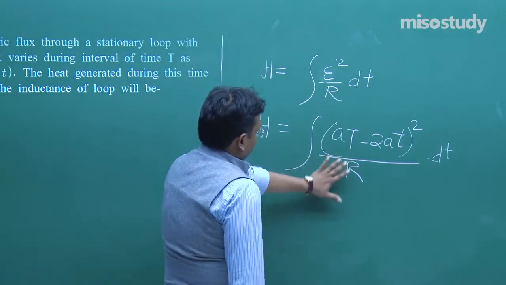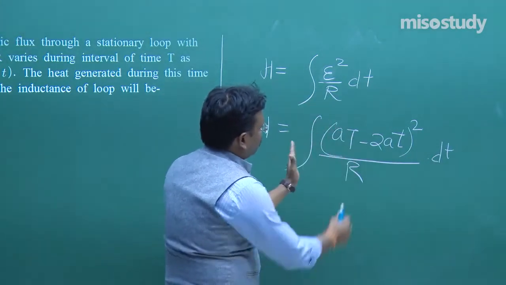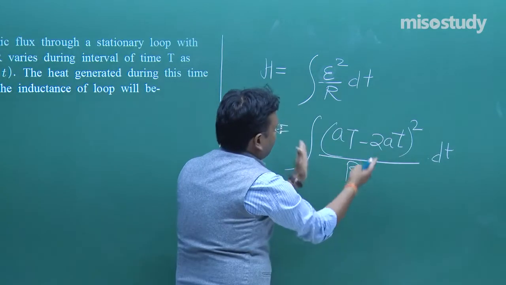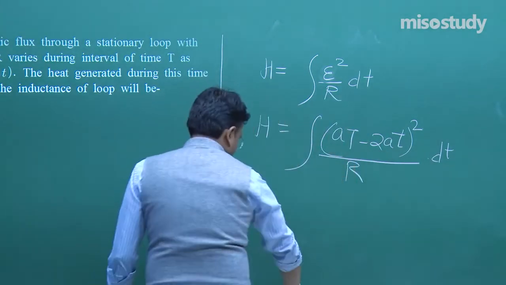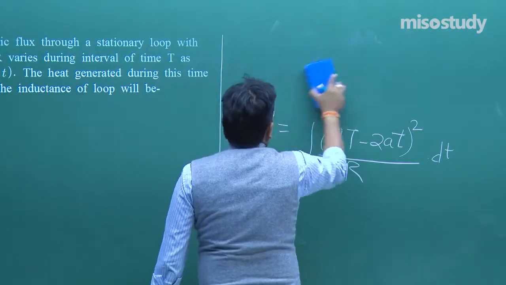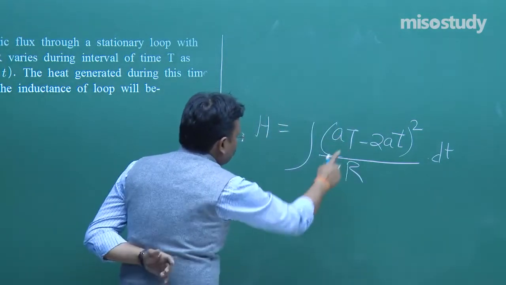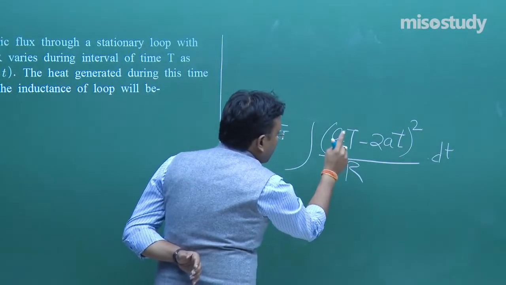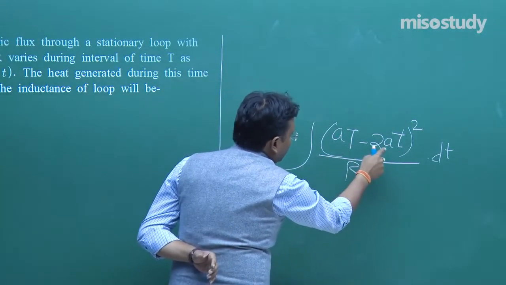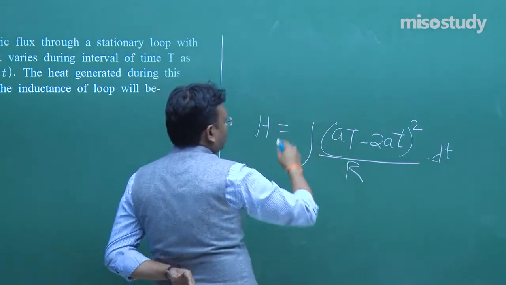Now, once after getting this relation, what will we do? We will square it, break it, put it in, and then try to integrate it. Fine. So, over here, what will you get? You will get a square plus b square minus twice ab. So, first let me write this down.